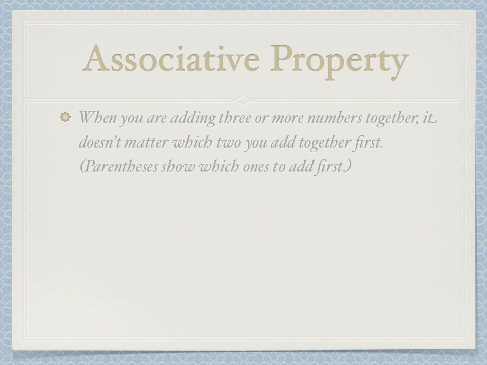Next is the associative property. When you're adding 3 or more numbers together, it doesn't matter which two you add together first. In the examples below, I'm going to use parentheses to show you which ones I add together first. So here's an example with some numbers, 3 plus 2 plus 5. There's a number of different ways that I could do this. I could add the 3 and the 2 together first. 3 plus 2 is 5, plus 5 more would give me 10.